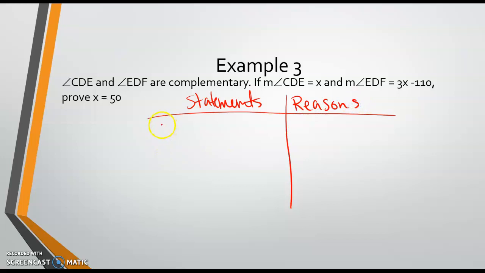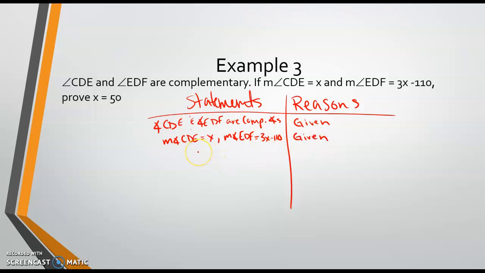Now, over here we start with our given. So we know that angle CDE and angle EDF are complementary angles, and that was given to us. That's a given fact. We also know that the measure of angle CDE equals x, and the measure of angle EDF equals 3x minus 110. So that was also given.